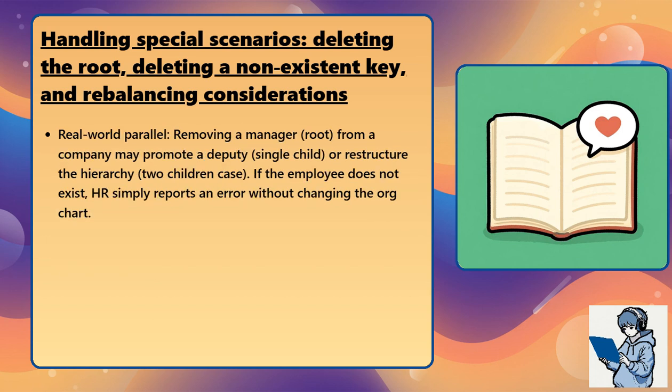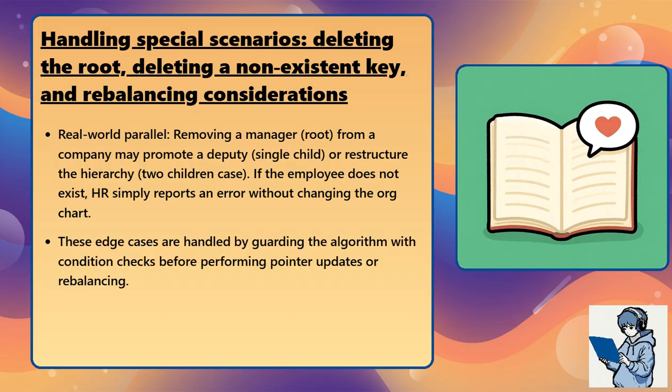Real-world parallel. Removing a manager, the root, from a company may promote a deputy, the single child case, or restructure the hierarchy, the 2 children case. If the employee does not exist, HR simply reports an error without changing the org chart. These edge cases are handled by guarding the algorithm with condition checks before performing pointer updates or rebalancing.